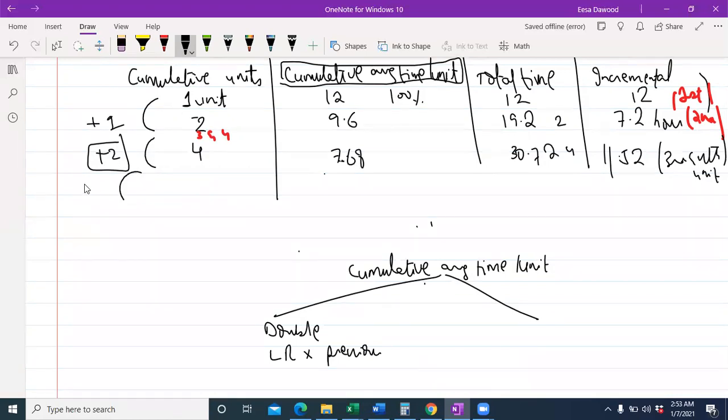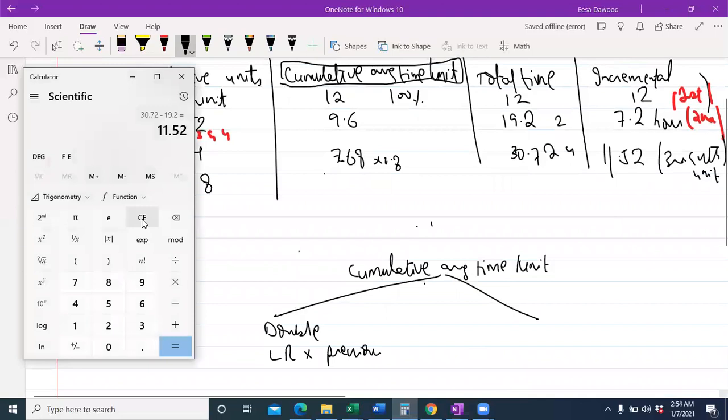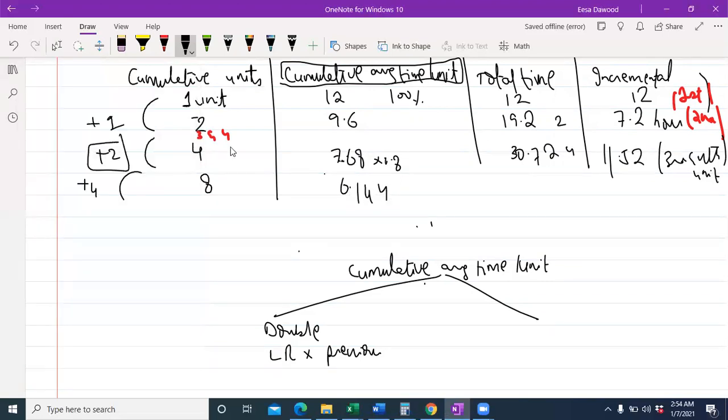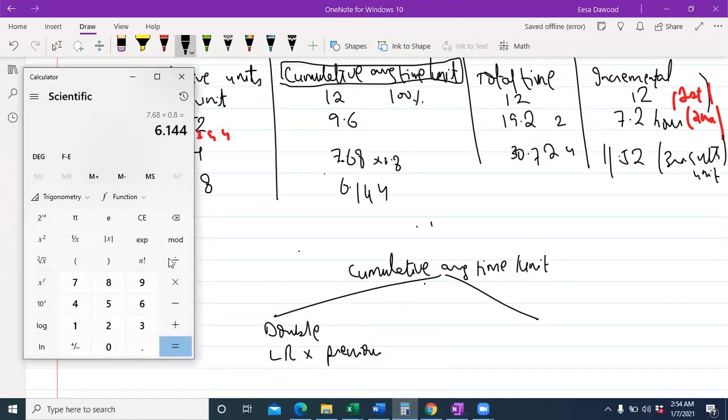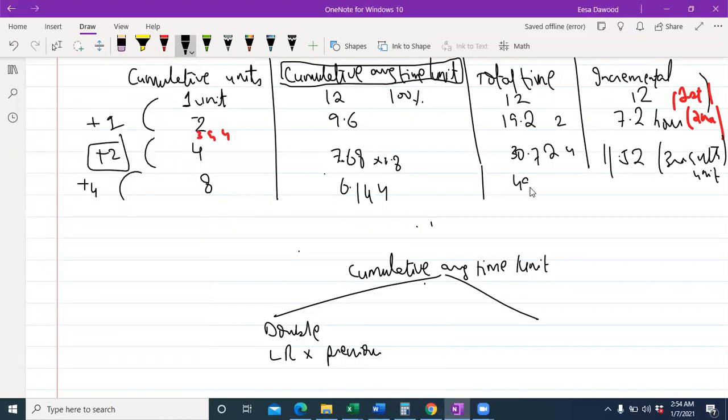If I'm going to make 4 more units, the cumulative units would be 8, and this is the previous average. I will apply the learning rate of 0.8 to this, and again I will get the time taken. 7.68 into 0.8 is 6.144. That is the cumulative average time per unit for 8 units when made together, and then into 8, this will give me the total time for 8 units.